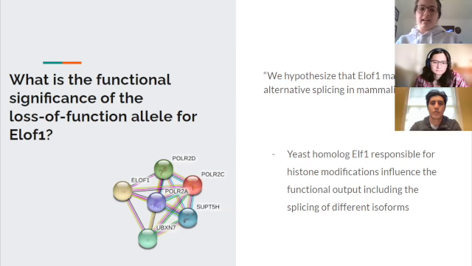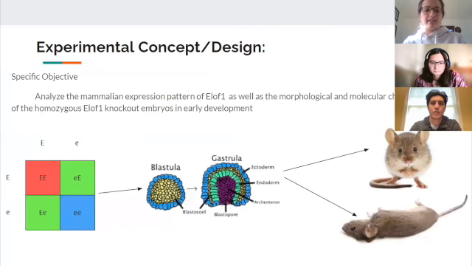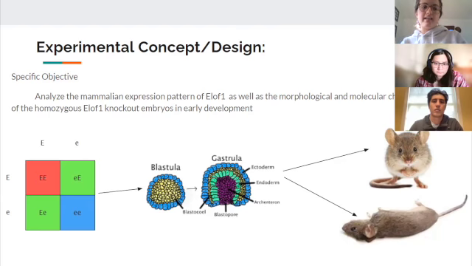Because this hypothesis is stated at the beginning of the paper, they identified EloF1 as having expression similar to that of ELF1. When looking at the experimental design for this paper, the scientists sought to analyze mammalian expression of EloF1, as well as the morphological and molecular characterization of the homozygous EloF1 knockout embryos in early development. The researchers chose to study gene functionality using the mouse as a classic model for identifying in vivo gene function.